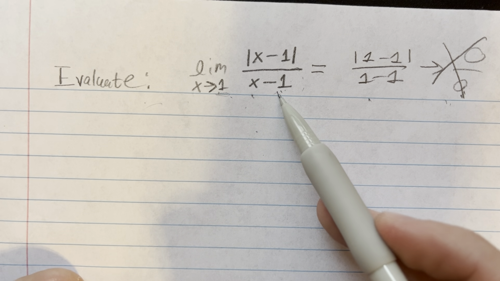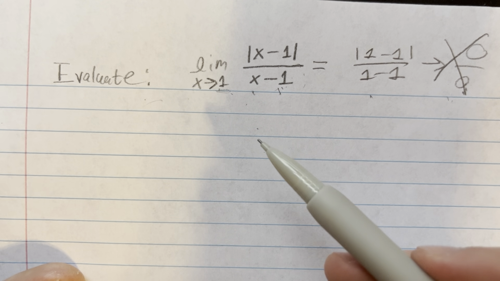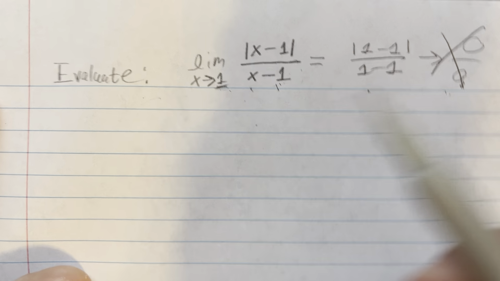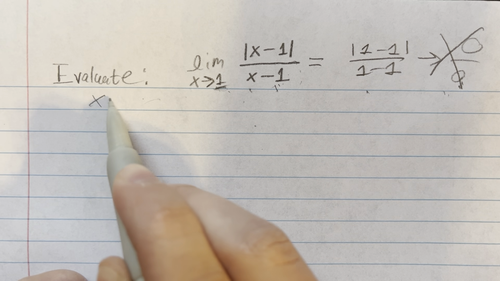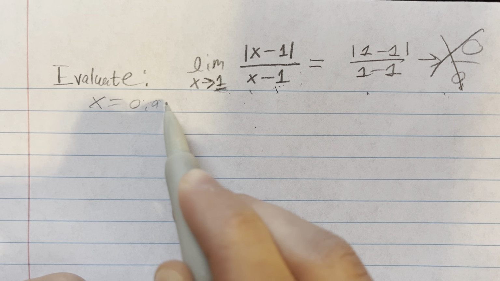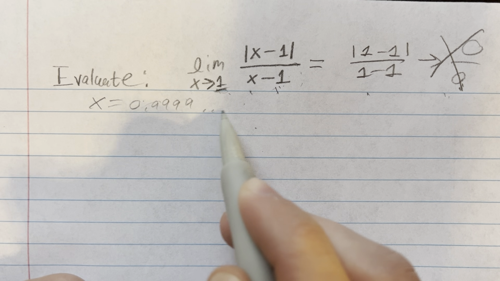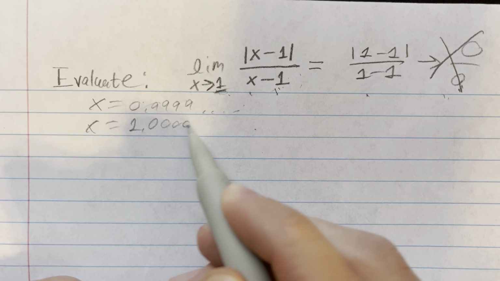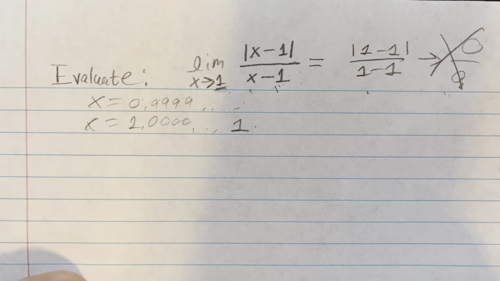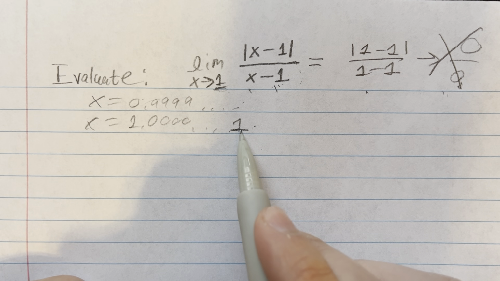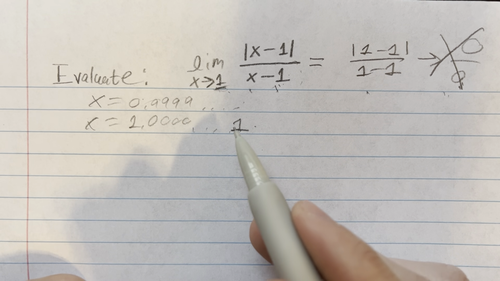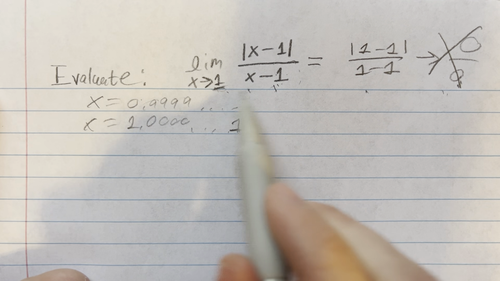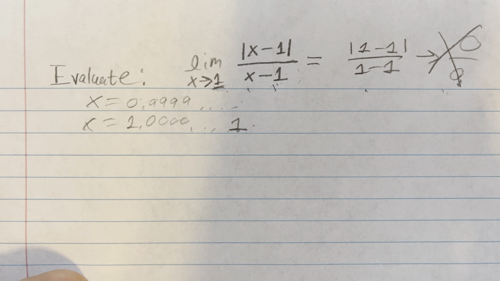Also in the last video, I talked about what a limit really is. Remember, we are approaching 1. We are getting really, really close. So think about plugging in x equals 0.9999 into your function and x equals 1.0001 and then 1, right? We're getting really, really close. And sometimes we just have to do that in order to solve our limit.